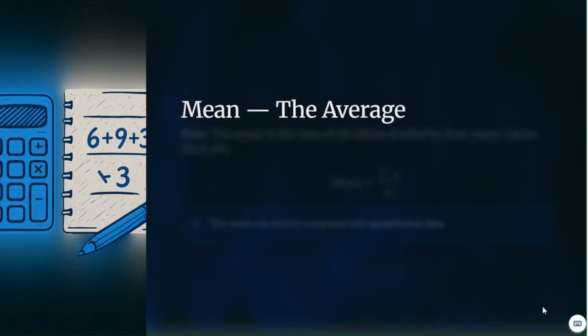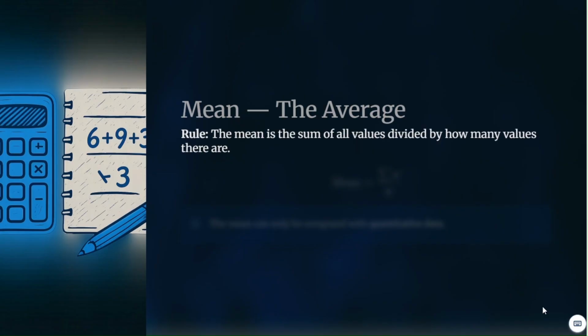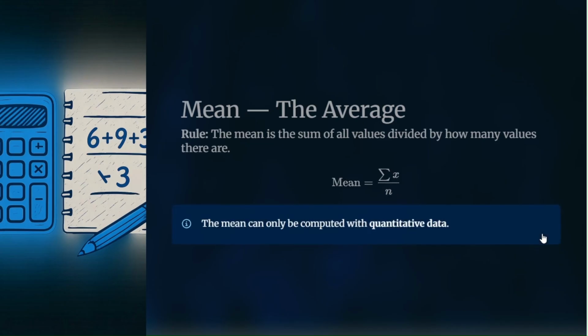The first measure of center that we'll look at today is the mean. It's what most people call the average. The mean is the sum of all values divided by how many values there are. So this symbol stands for summation of all x values divided by n, where n is the total number of values. The mean can only be computed with quantitative data, that is, numbers that measure something.